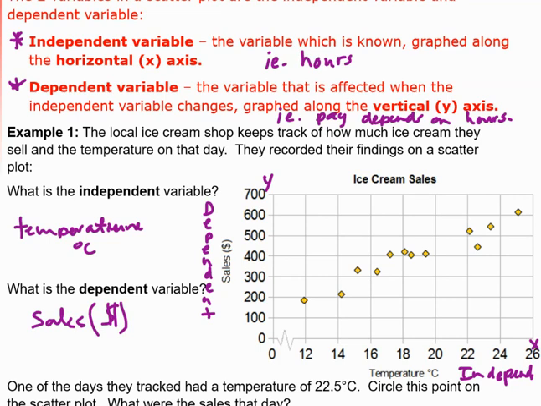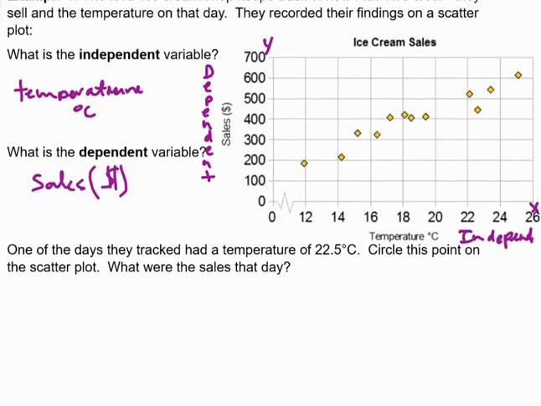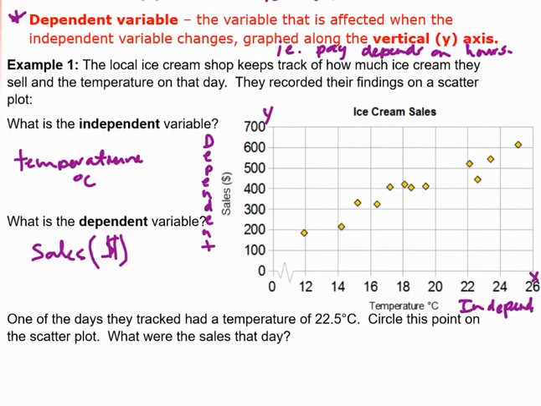All right. Now, how else can we use our scatter plots? Well, they give us information. Here it says one of the days they tracked was 22.5 Celsius. Circle that point on the scatter plot, and what were the sales that day? Again, you kind of have to guess a little bit here. It goes by 2, so here's 23, so we're looking at in between there. And there we have it. That was the one that they recorded.